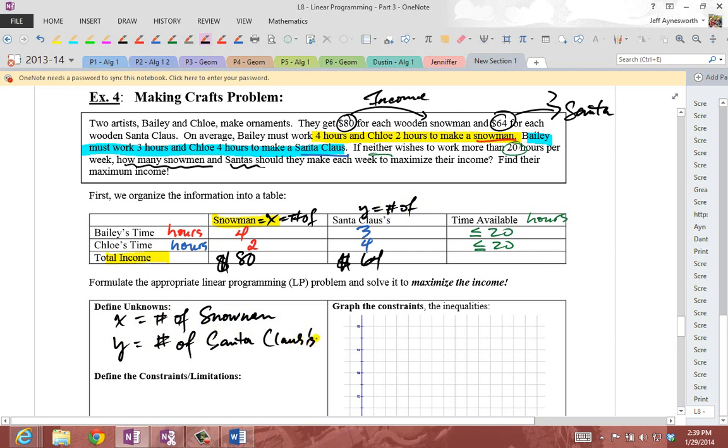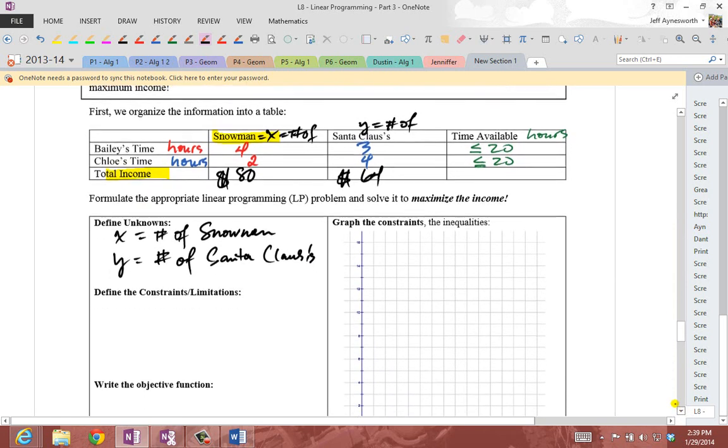Once you define your variables, then you can translate what's going on here. This is the tough part for most students. We've got to take our time, because they have a limitation here, or a constraint. These are the limitations, or what we call constraints to the problem. That's the term they use in linear programming. We've got to translate those into inequalities. So we need one for Bailey and then one for Chloe. Okay, so Bailey's time limitation.